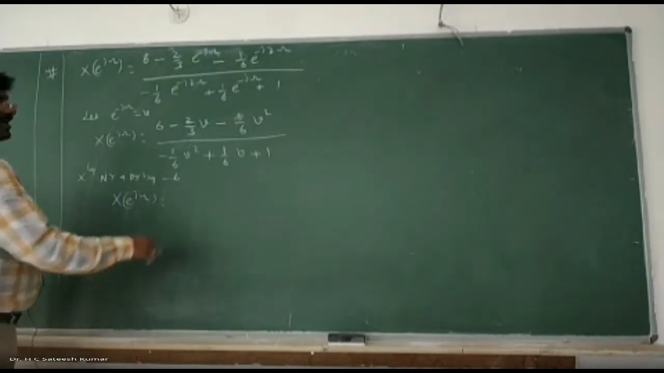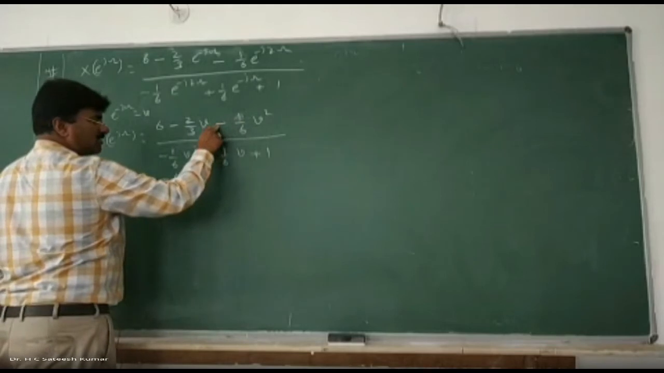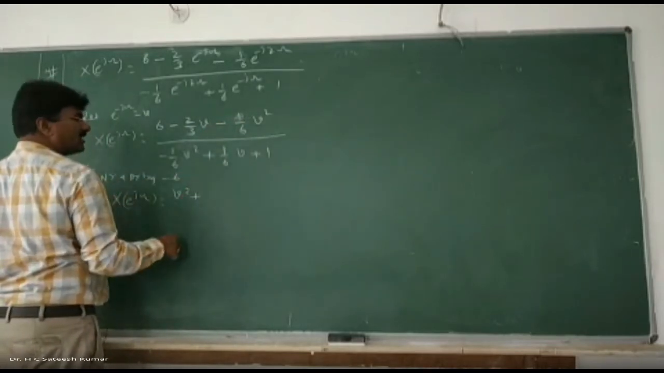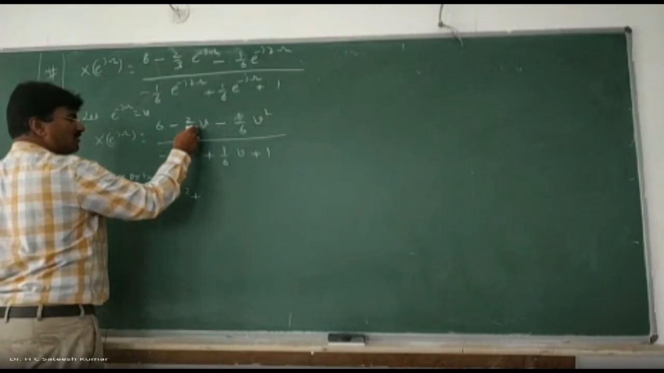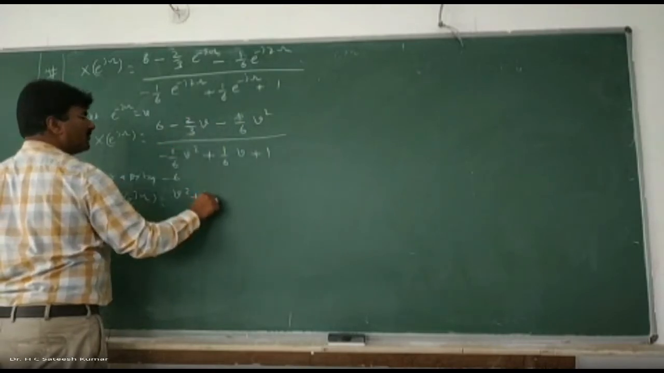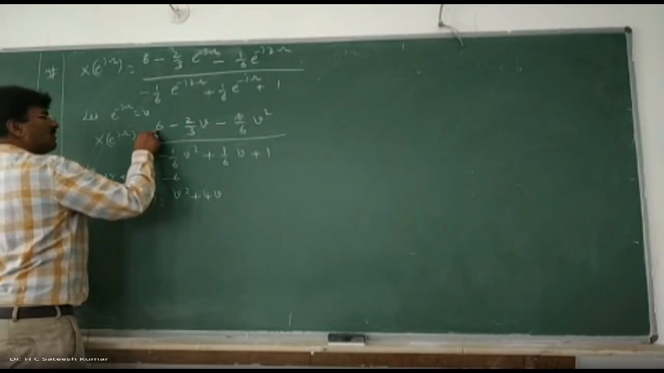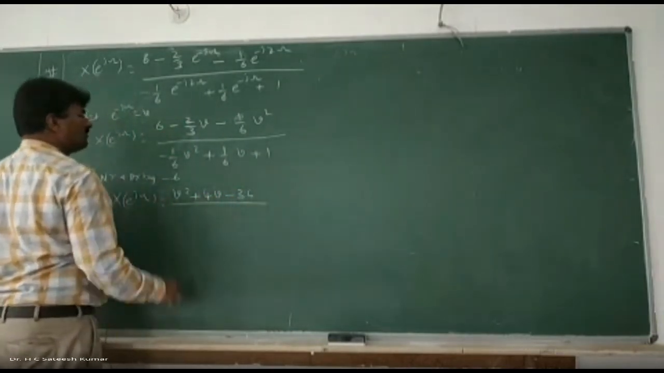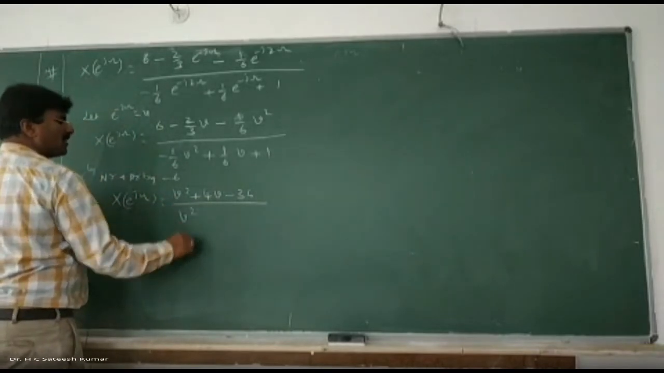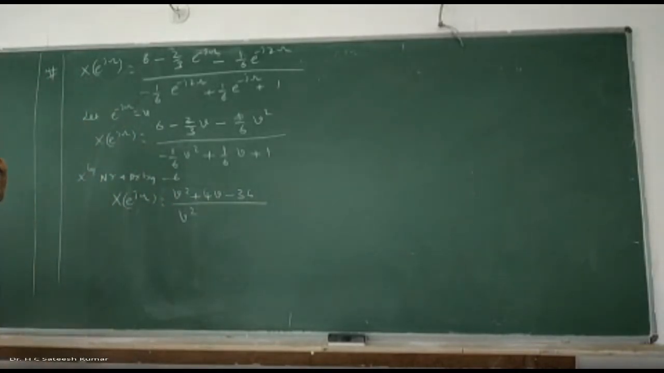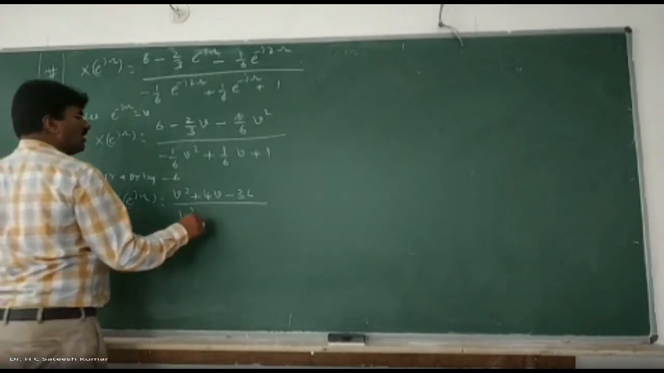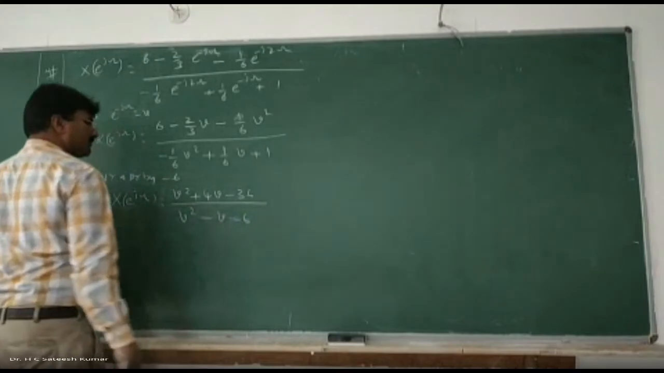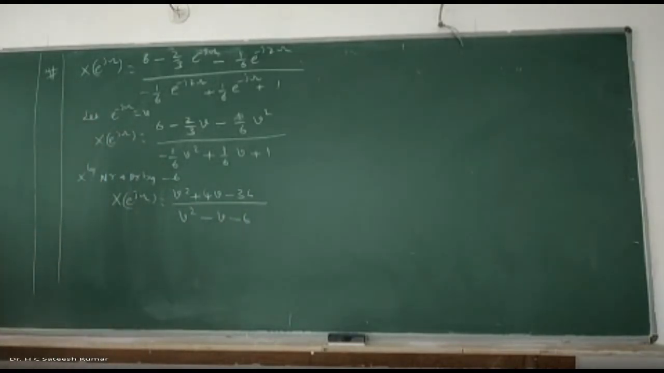If you multiply minus 6 into minus plus, the 6 gets cancelled, and you will get v square. If you multiply by plus, you will get it. Multiply by 6 means 2 times, 2 into 2, 4v. And multiply by minus 6 means minus 36, divided by v square minus v minus 6. You will get this, right?